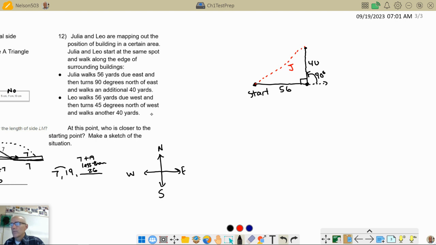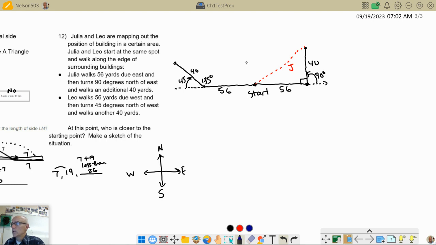Let's do the other person. Leo walks 56 yards due west, completely the opposite direction, right? So try to make that look straight. My pen's wiggling a little bit. 56, okay? And then Leo turns 45 degrees north of west. So 45 might look like that, I think, and goes 40 yards, okay? So let's put 40 right here. And they said 45 degree turn, right? So that's an exterior angle, 45 degrees. That means that this angle in here is 135 degrees.